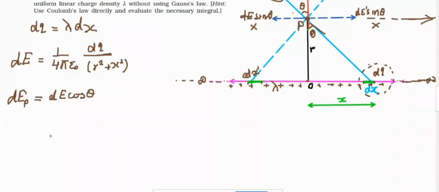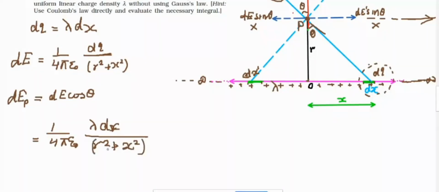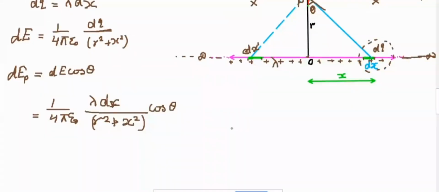Now substitute the value of dE in that equation. dE is equal to 1 by 4 pi epsilon naught. The value of dq we can substitute there: lambda dx divided by r square plus x square, into cos theta. So this is the value of the electric field at the point P due to segment dx.